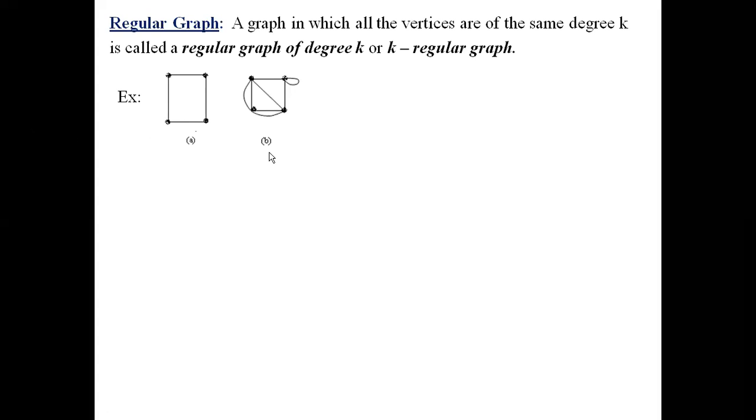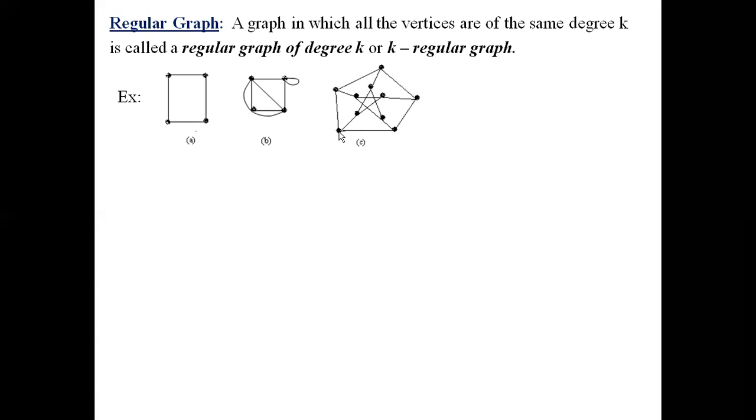Another example here, we can observe in this graph, degree of every vertex is 4. 1, 2, 3 and the curve here. So 4. Loop is counted twice. So degree of this vertex is also 4. So this is a 4-regular graph.